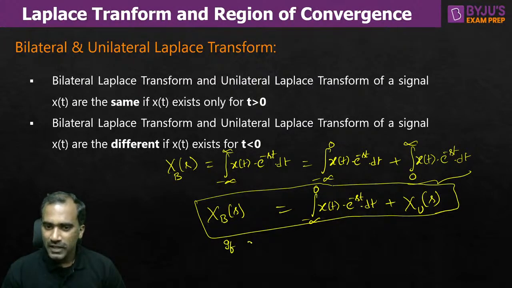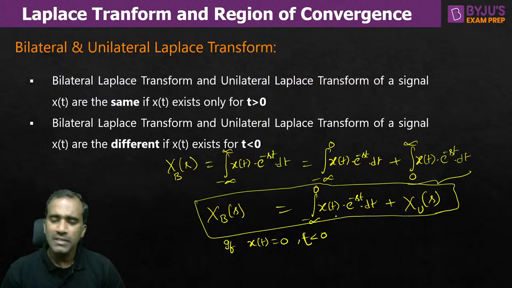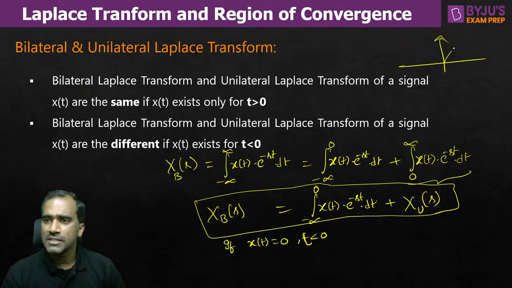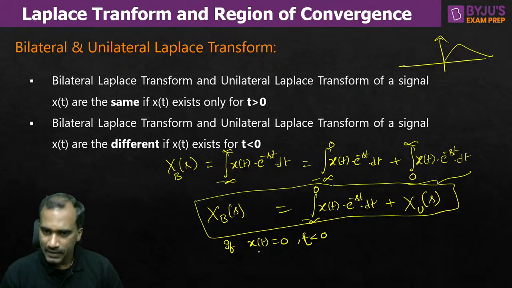If x of t is 0 for negative time. See this one? This is the evaluation for negative time. If x of t is not there for negative time, for positive time, what is its equation? It does not matter for us. Whatever is its shape in the positive time, for negative time it is not existing. For all negative values of time, it is having 0 amplitude. For positive values of time, it can have any shape. That is what I mean by this.